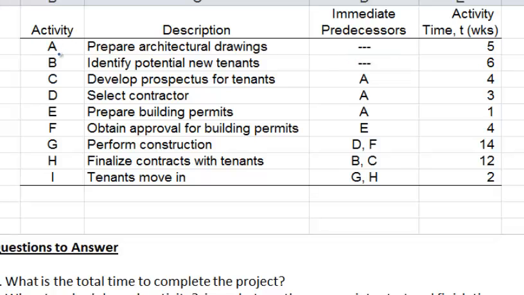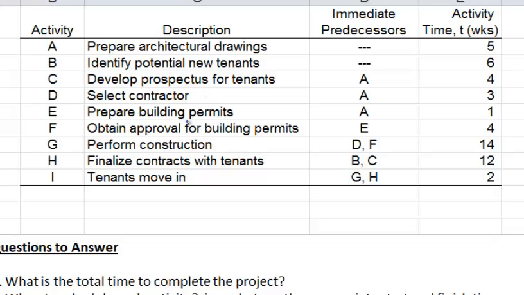Once A is done, once you have the drawings, you could use the drawings to do the three other activities, C, D, and E. You could develop the prospectus for tenants, because you have the drawing that you could include in the prospectus. And once you have the drawing, you could also select the contractor, because you will need to show the drawing to the contractor or the potential contractor so they could make a quote.